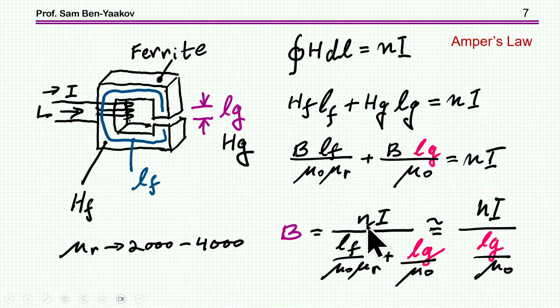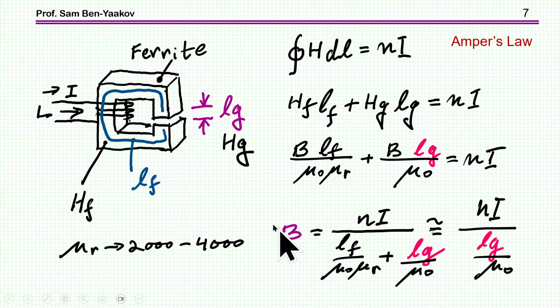Magnetic flux density is related to the Ni, the MMF you might say, divided by these two terms. Now they sort of look alike, but here we have the magnetic path length of the ferrite, and here is the gap, and here is the total permeability of the ferrite, and this is air. Now, mu sub r for ferrite is very high, so for many practical cases, this term is much smaller than this one because of the very large value of mu r, okay?